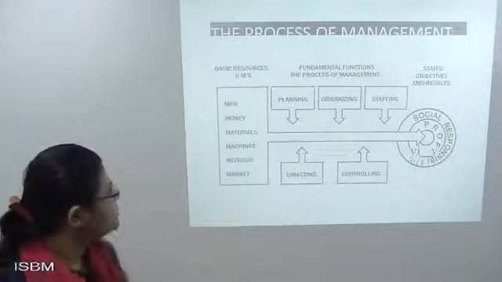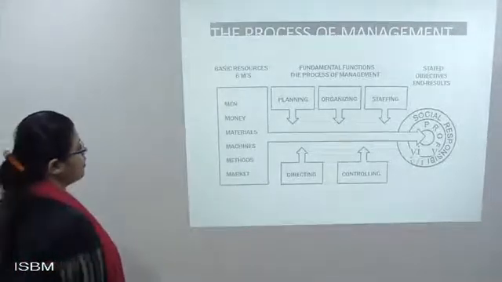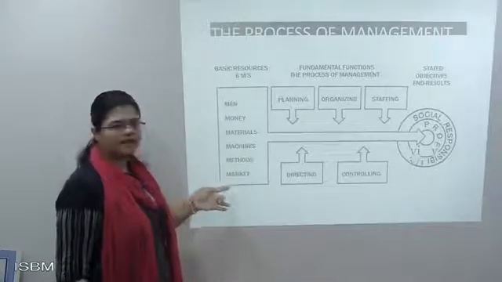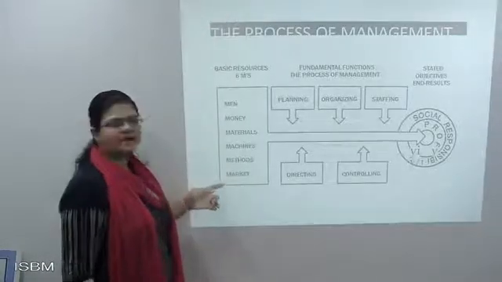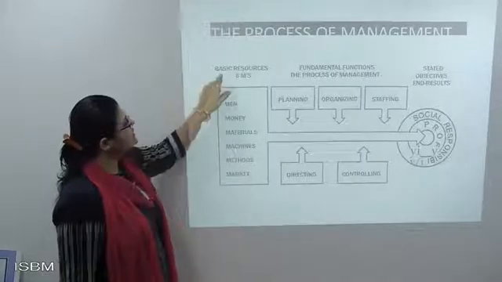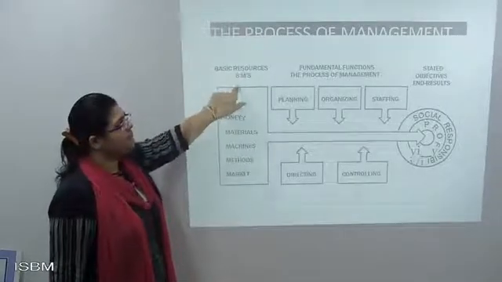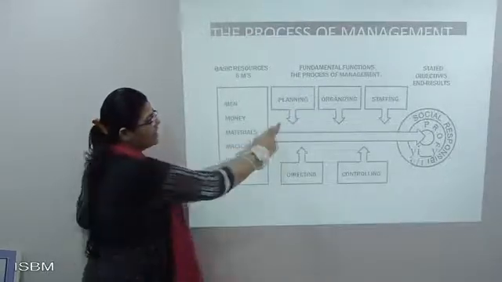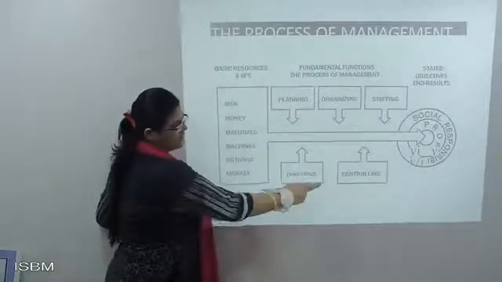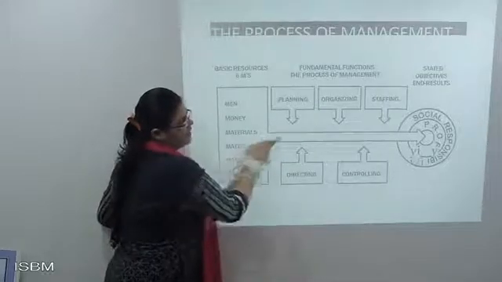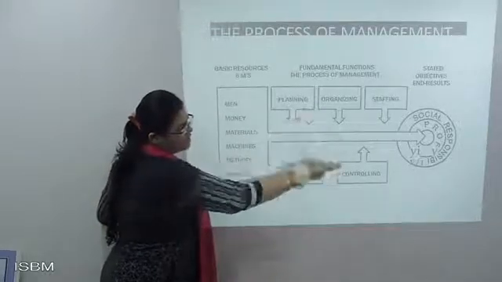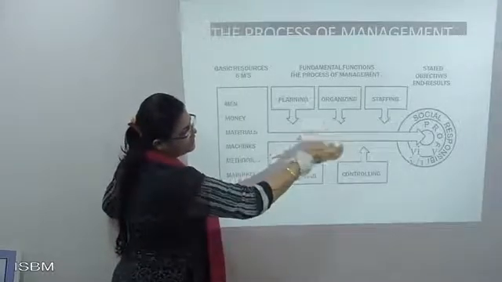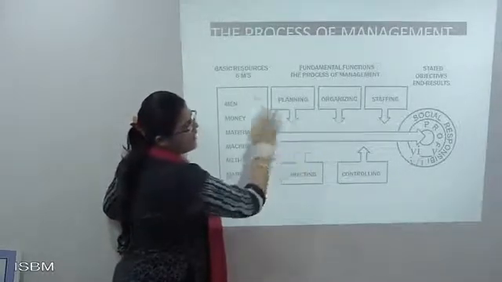The process of management we have already discussed. Men, material, manpower, machines, methods, and market. These are the different six types of M, and you can see this is the basic resources, 6M. Our fundamental functions in the process of management are planning, organizing, staffing, directing, and controlling. Finally, with the help of this arrow, you can see social responsibility.